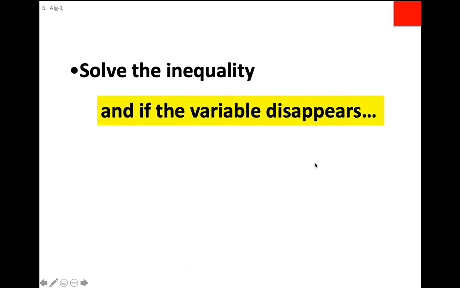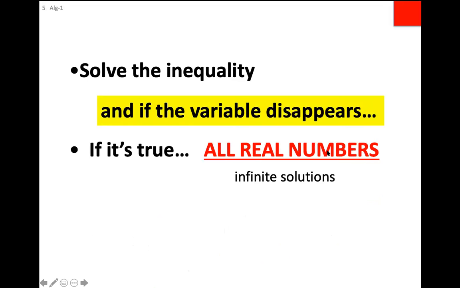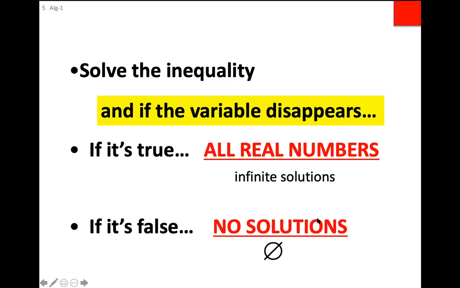So for those of you that need to write this down, here's one slide for that. So you solve the inequality. If the variables disappear, if it's true, it's all real numbers or infinite solutions. And if it's false, it's no solution or the null set, empty set. I'll pause for a second for those that want to write this down. Remember, I also post this on Teams as a video within 20 minutes of the class being over.